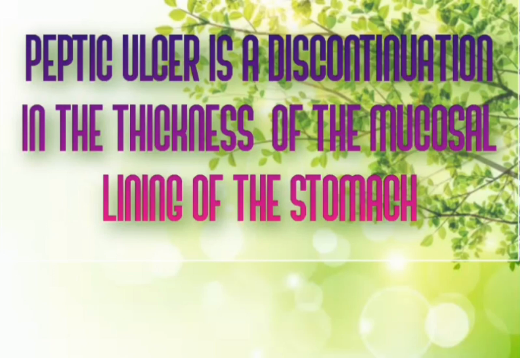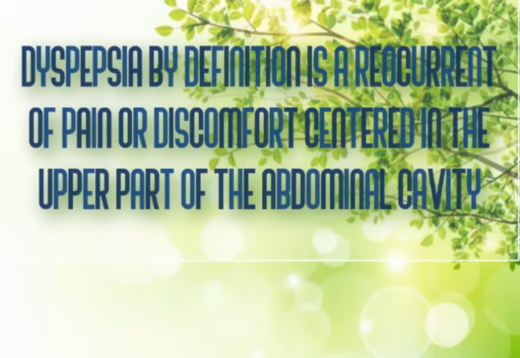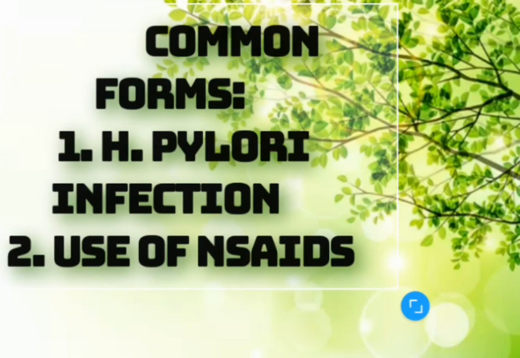Peptic ulcer is different from dyspepsia. Why do I include dyspepsia? Because some people often mistake dyspepsia for peptic ulcer disease. So what is dyspepsia? Dyspepsia is a persistent or recurrent pain or discomfort centered in the upper abdomen. So it can be that what is wrong with someone is dyspepsia, but one may mistake it for peptic ulcer disease. One cannot know that unless laboratory investigation is carried out.